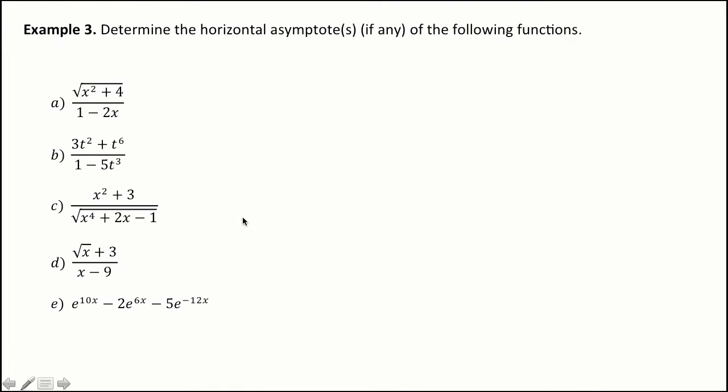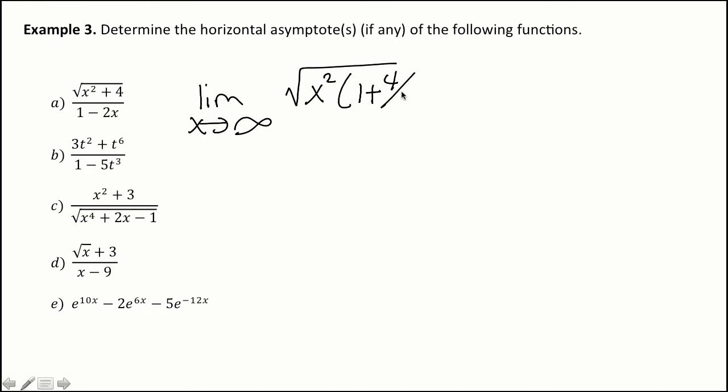Okay, so we're going to do the same thing here, just different functions. So the first example, we have a radical. Okay, so when you have radicals, you're still going to look at the same process. You're going to divide by the highest power in the denominator. Usually that's what you do, right? You divide by the highest power in the denominator. But in this case, since you have a radical, we're just going to pull out that x squared there, factor it out, which leaves us with 1 plus 4 over x squared.